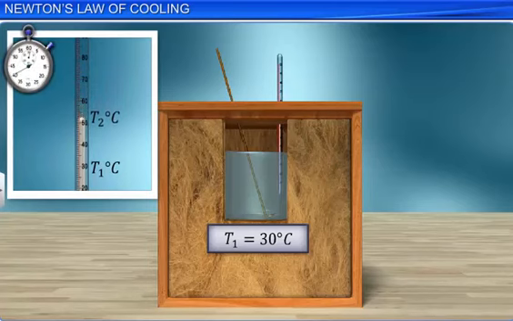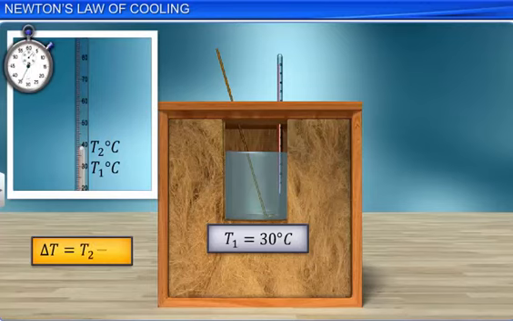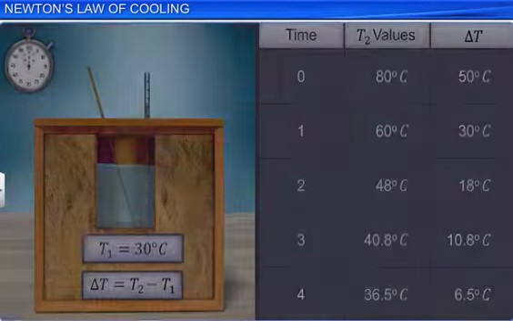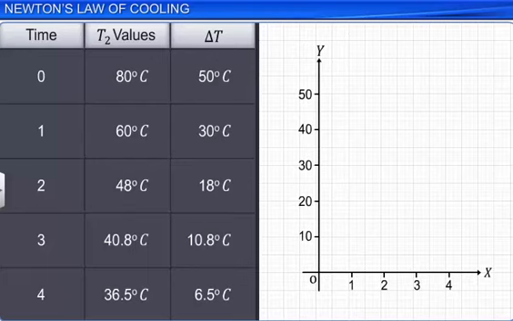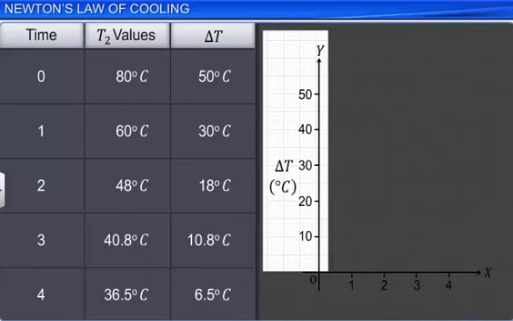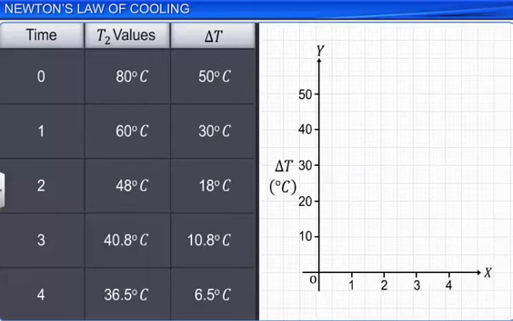The difference in temperature between the water and its surroundings is expressed as delta T, which is equal to T2 minus T1. Delta T can be computed for each value of T2. When a graph is plotted by taking delta T along the y-axis and time t along the x-axis, we get a curve.